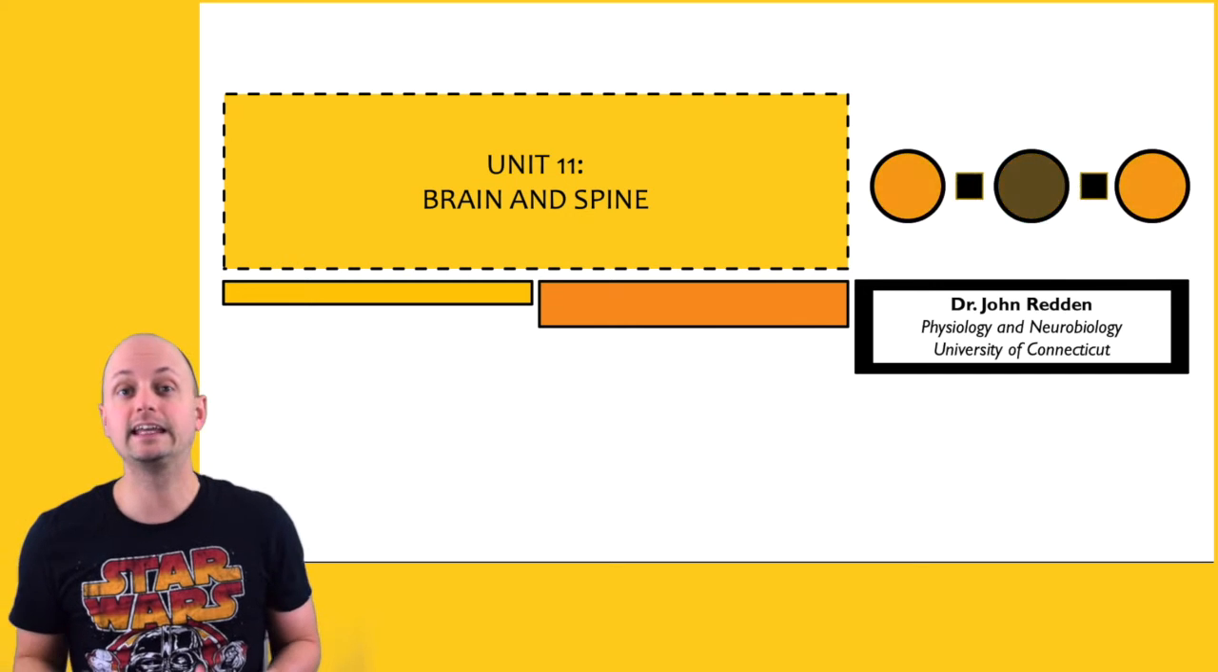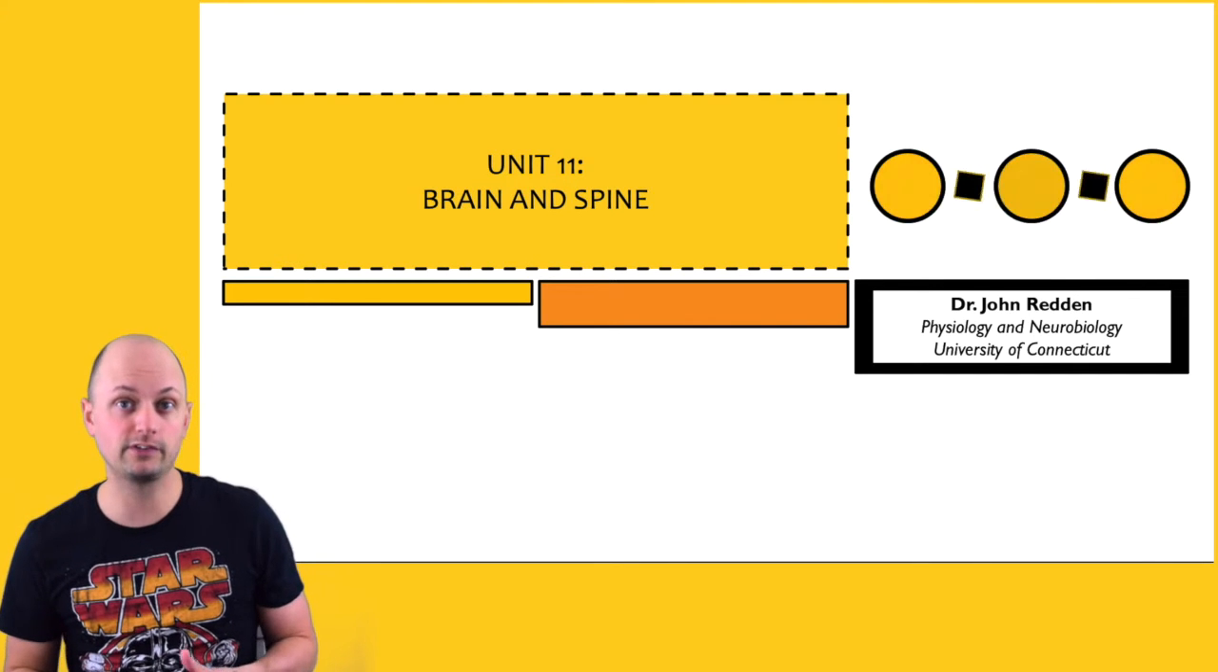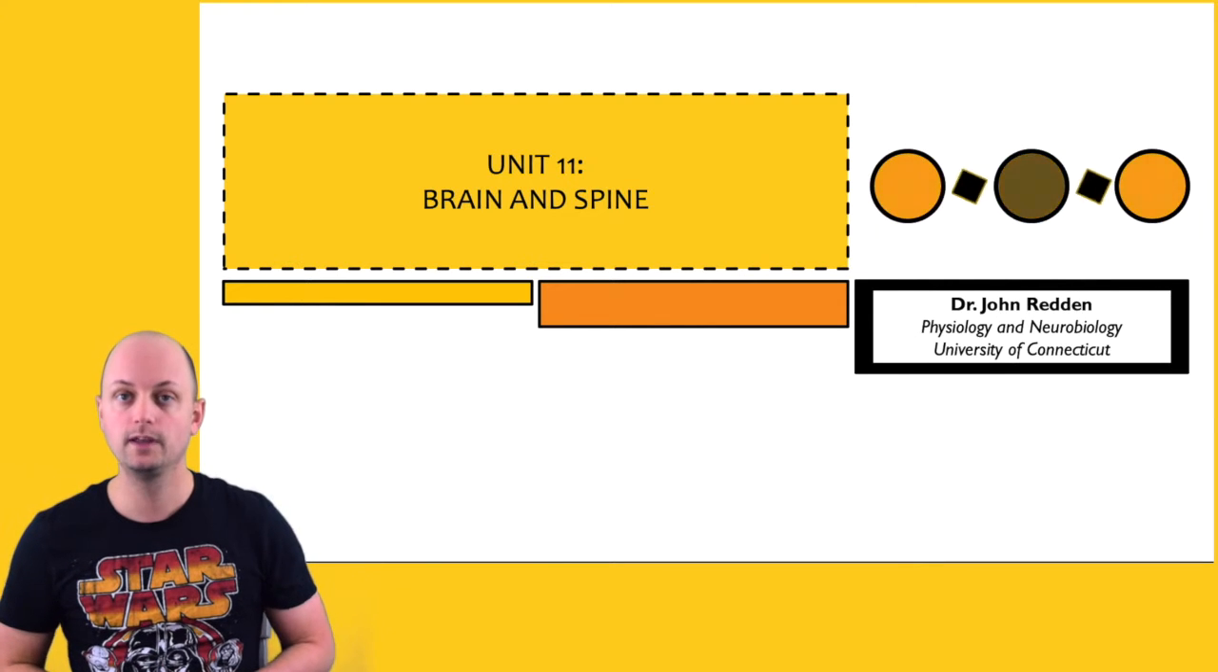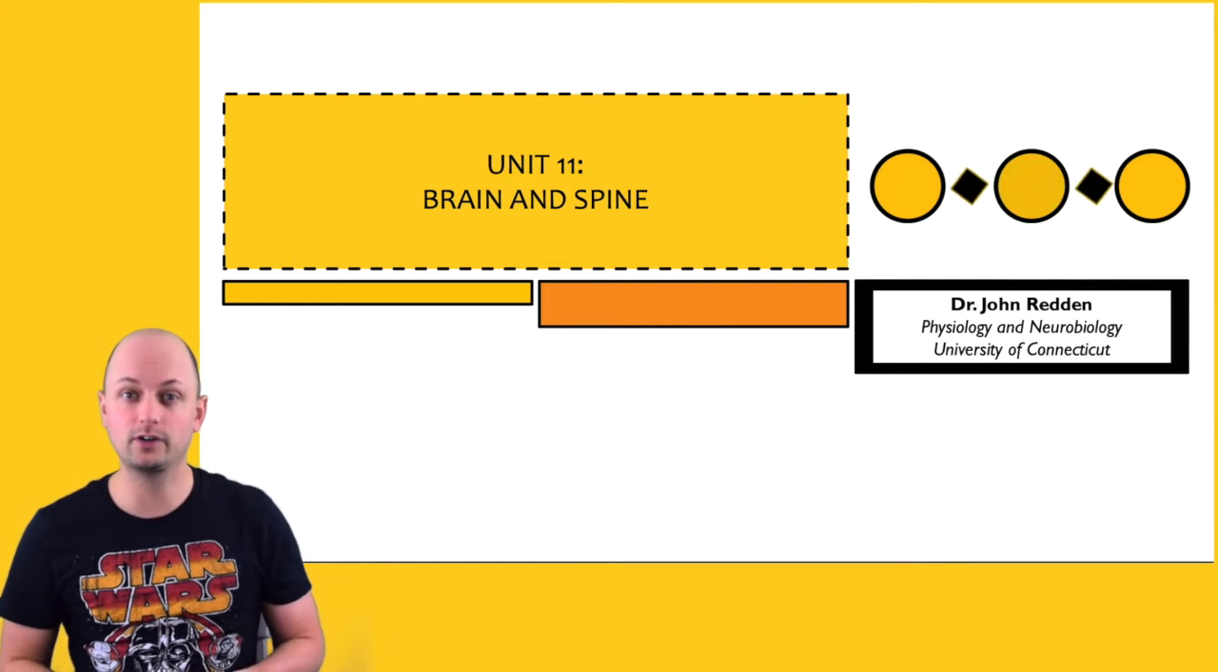Hi everybody. In this unit we'll be introducing our first functional system, which is the central nervous system. It consists of the brain and the spinal cord. As you'll see though, I'm going to spend most of my time talking about the brain.